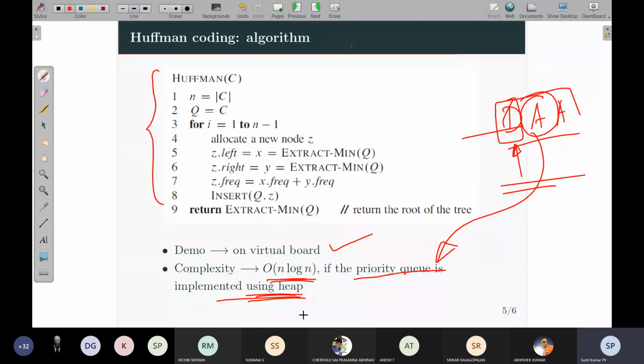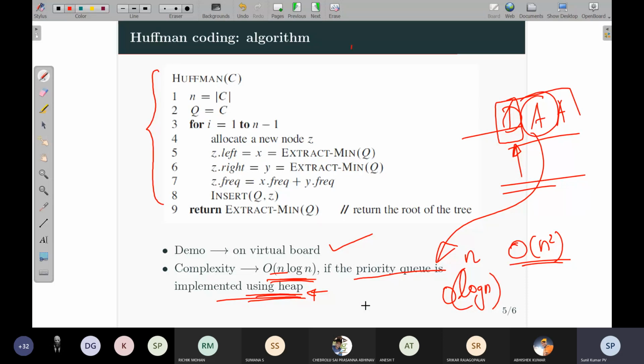Last semester we saw how a priority queue works. There are various implementations of priority queues. Even a big O of n square implementation is possible. If you use an array, the priority queue implementation will take big O of n square time. But if you use a heap to implement the priority queue, then it will take just big O of n log n time, because log n time is required to insert or delete an element in a min heap. For n elements we are doing this, so the complexity will be big O of n log n. So the overall complexity also will be big O of n log n. The only constraint is that the priority queue should be implemented using a heap and not an array.